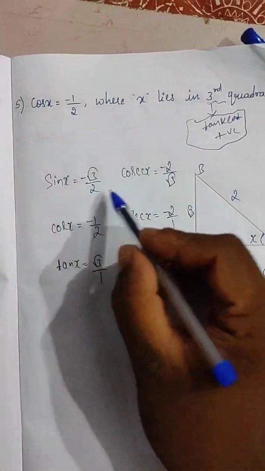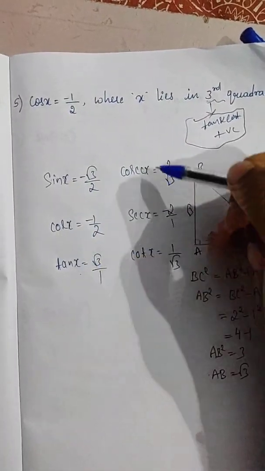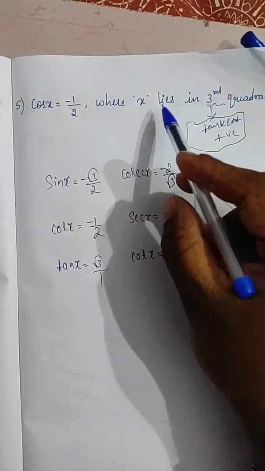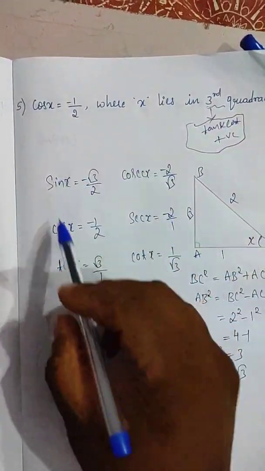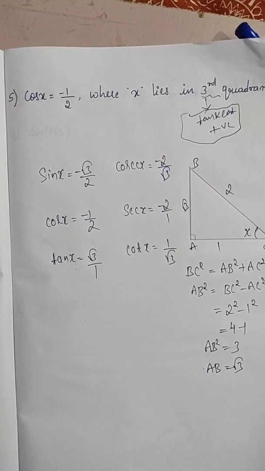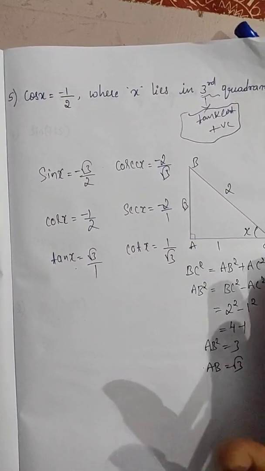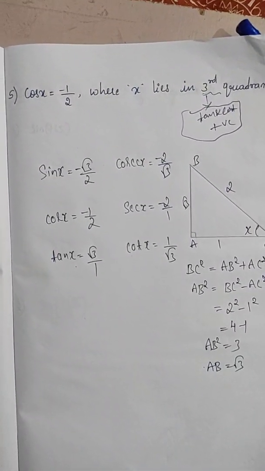So we are finding all the ratios. Okay? So sin, cos, tan. If we take the reciprocal, we get cosecant, secant, cot. Since x lies in the third quadrant, tan and cot are positive, except tan and cot all are negative. Is it clear? Is it okay? This is how we are solving the problem. I hope you enjoyed today's class, and the problems are also very easy.